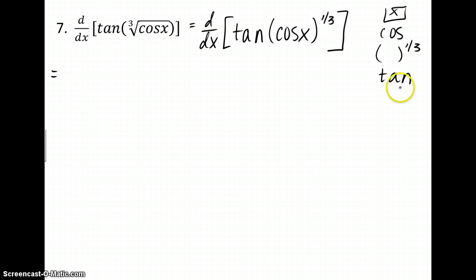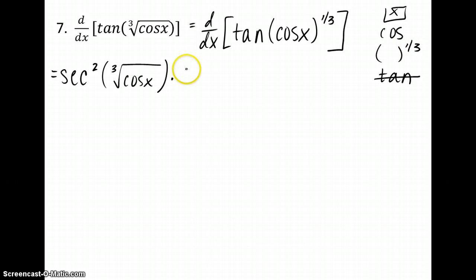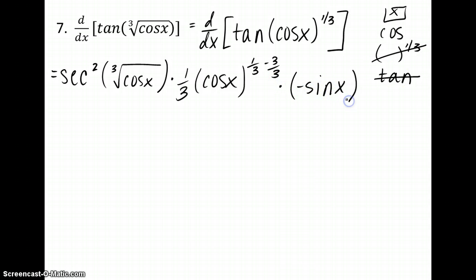So for the derivative, we work from the outside in. The derivative of the tangent function is secant squared. We can only derive one function at a time. So we were taking the tangent of the cube root of the cosine of x. Derive tangent. Now how do we derive something to the 1/3 power? Bring the exponent down front, and then subtract 1 from the exponent. So we derive that function. Now the derivative of cosine is negative sine x.